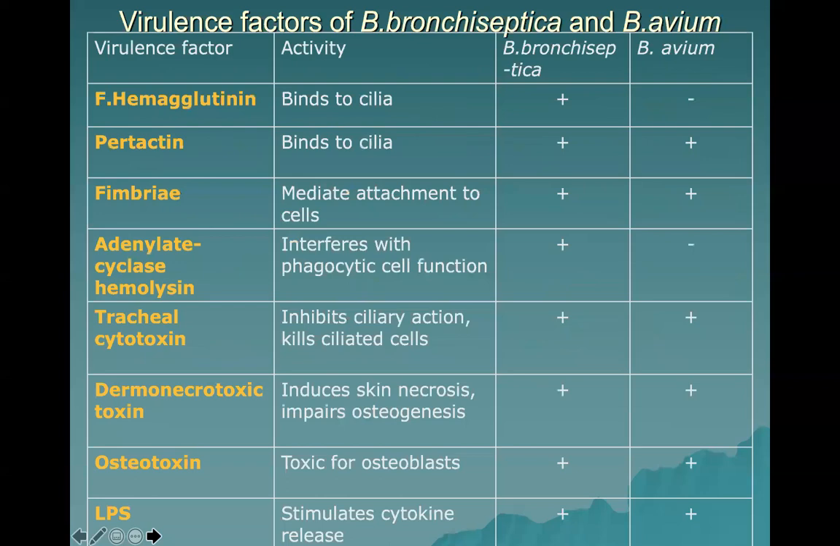So this is a table that shows the summary of the different virulence factors of Bordetella bronchoseptica and Bordetella avium. The hemagglutinin activity is known to bind to cilia. This is only present for Bordetella bronchoseptica. Pertactin also has the same activity as hemagglutinin. It binds to cilia. Both the organisms have this pertactin. Fimbriae are also present in both bronchoseptica and avium, which is known to mediate the attachment of the organisms to the cells.